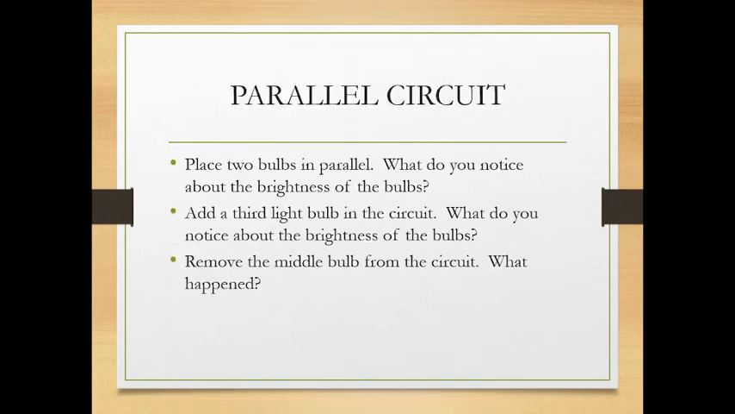Guys, let's talk about parallel circuits. Place two bulbs in parallel. What do you notice about the brightness of the bulbs? Add a third light bulb in the circuit. What do you notice about the brightness of the bulbs? Remove the middle bulb from the circuit. What happened? I think that you can imagine the result of these three experiments.